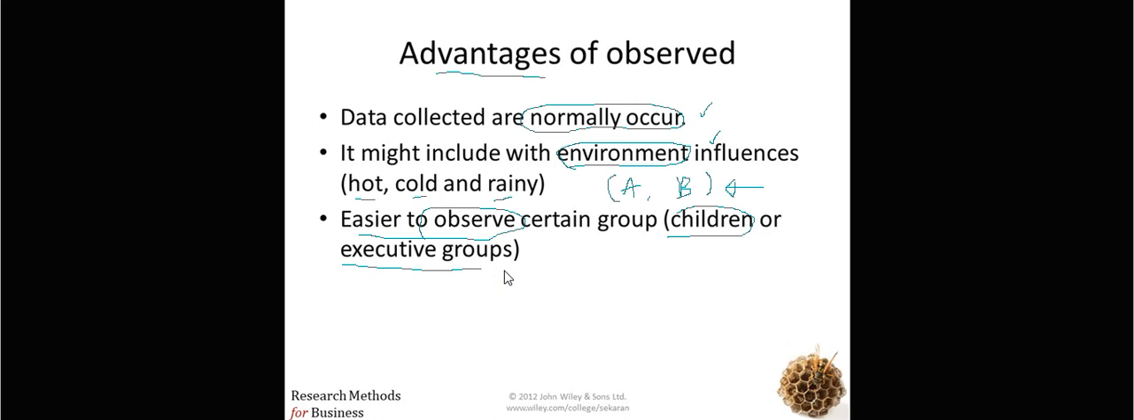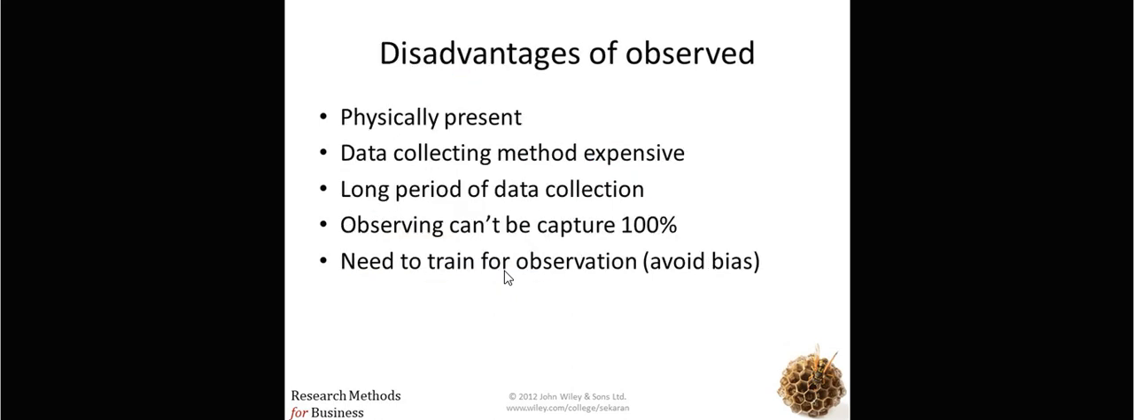Okay, now we continue our topic. We discuss the disadvantage. What is the disadvantage when we do the observation method to collect the data? So may I ask Nur Shakira.